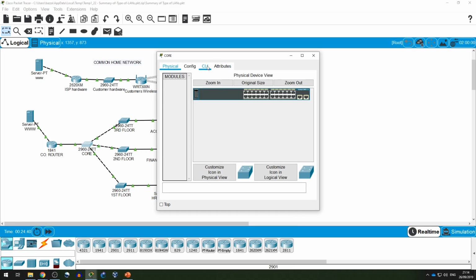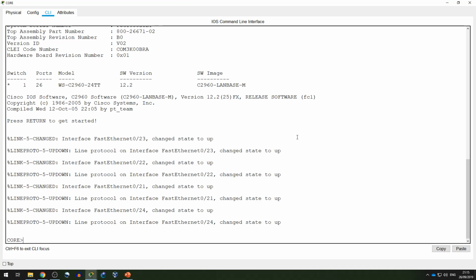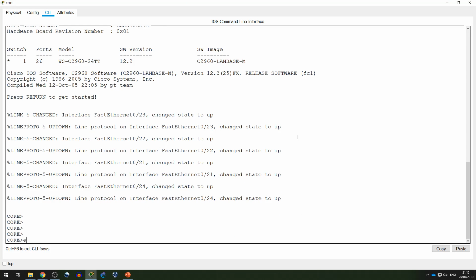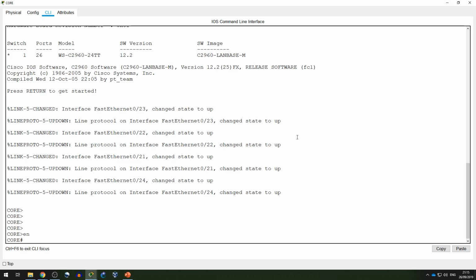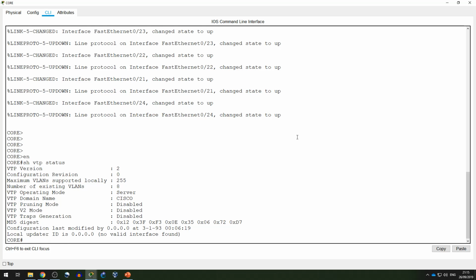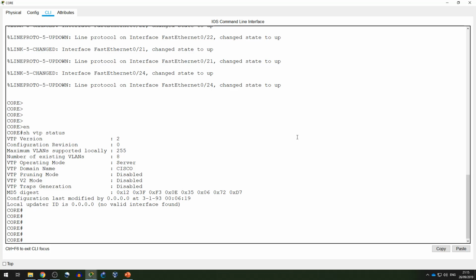I'm going to click on that, go here. There's a few commands that are useful on a network such as this. There's one that's called show VTP status, which I imagine. Okay. So VLAN trunking protocol is not... server. Okay, so this particular core switch is set up as the server.